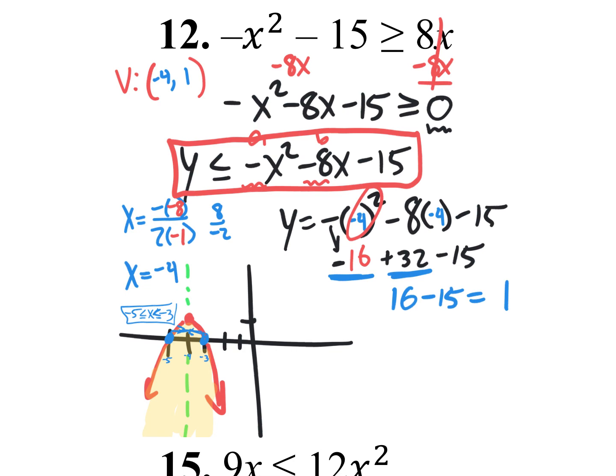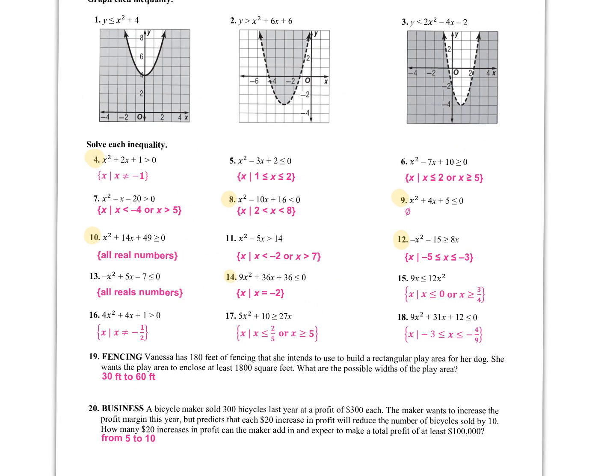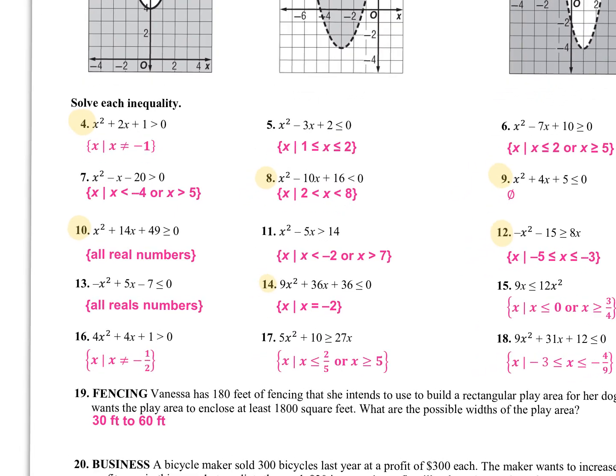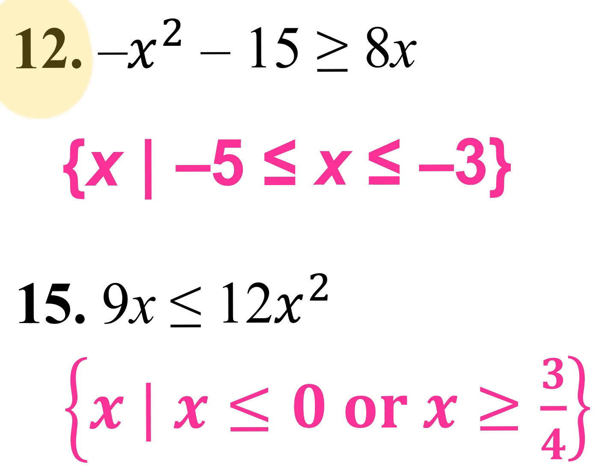And of course, if you look at your solutions, you'll be able to check your answers. Which one did we just do? 12? Yeah, there it is. Negative 5 is less than or equal to x is less than or equal to negative 3.